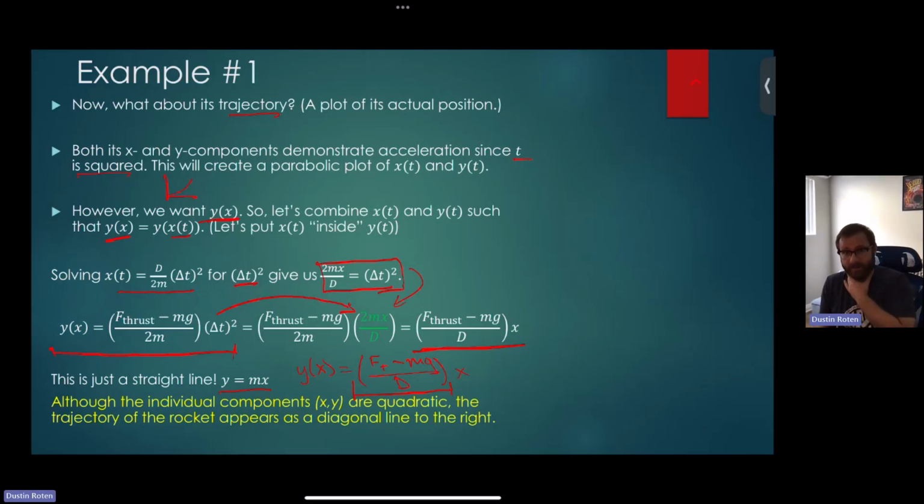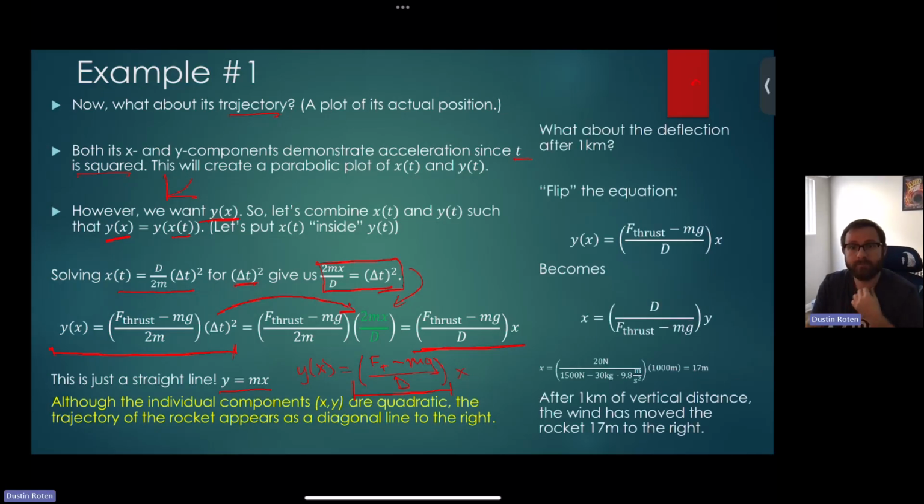Now the question also asks about some deflection. So what we can do is actually just flip the equation, solve for x instead of solve for y. And when we do that, we get this statement here. That really just tells us at some height y, how far away are we from the origin. So we can plug in our values and it turns out it's about 17 meters away from the origin. So after 1 kilometer of vertical distance, the wind has pushed the rocket 17 meters to the right.